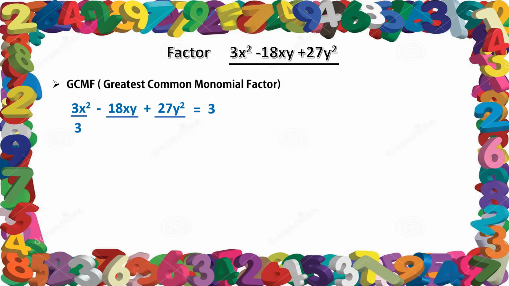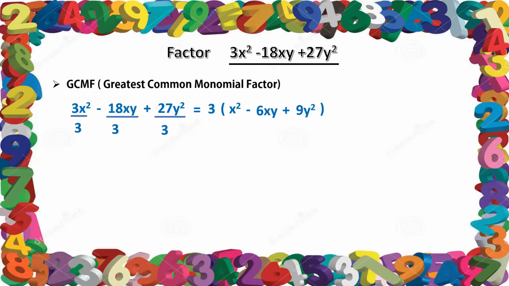So let's factor and divide 3 from each of the terms. 3x squared divided by 3 is equal to x squared minus, copy the operation, then 18xy over 3 is 6xy plus 27y squared divided by 3 is 9y squared. Very good.